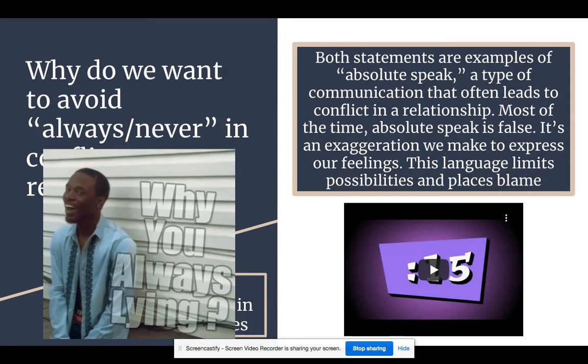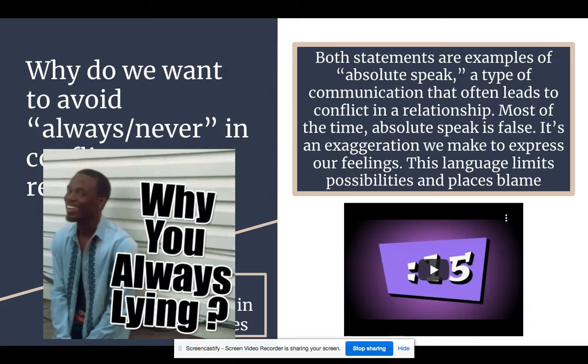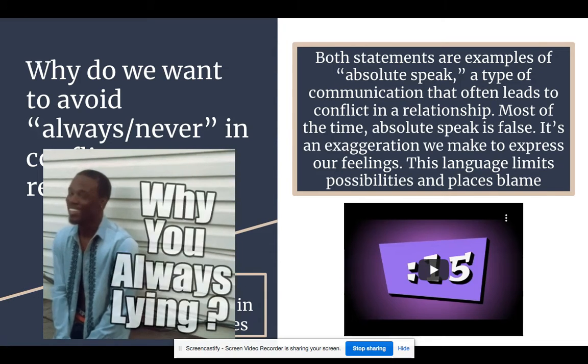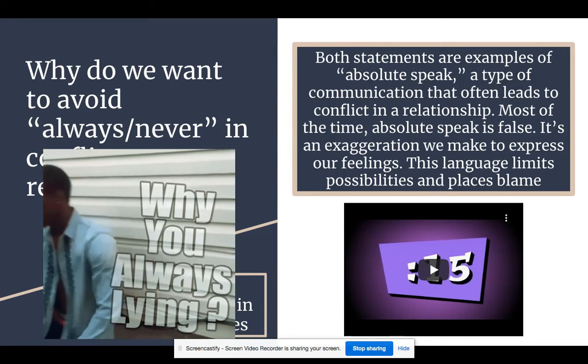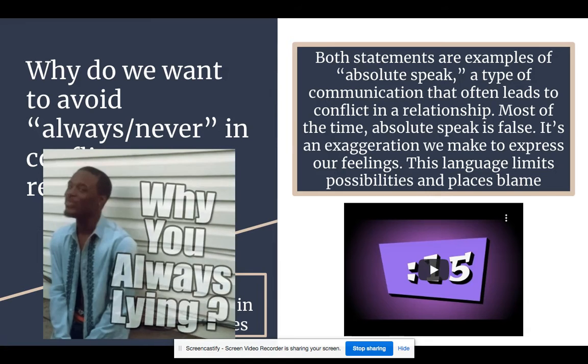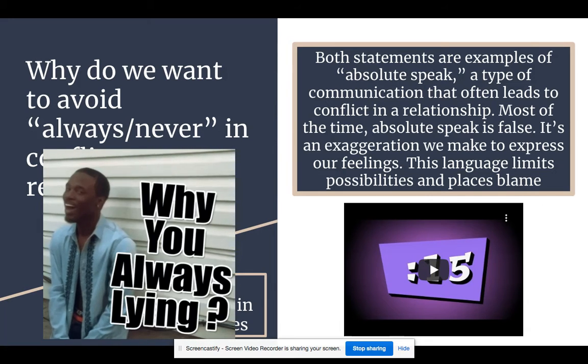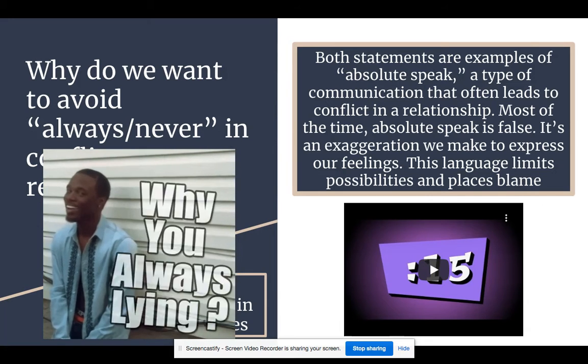Or it's like, you never take the trash out. And it's like, really? I've never in my life taken the trash out. So it's just an exaggeration to express our feelings, but it really limits possibilities and it places blame. So it's really just not a good thing to do. So we want to avoid it.